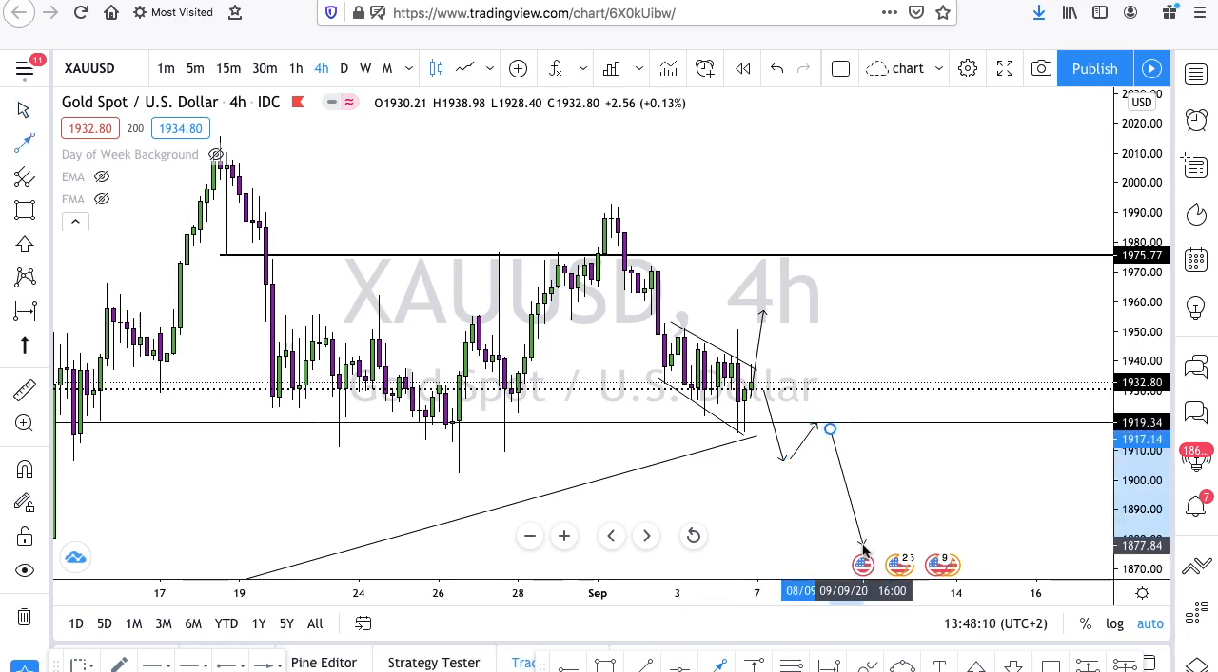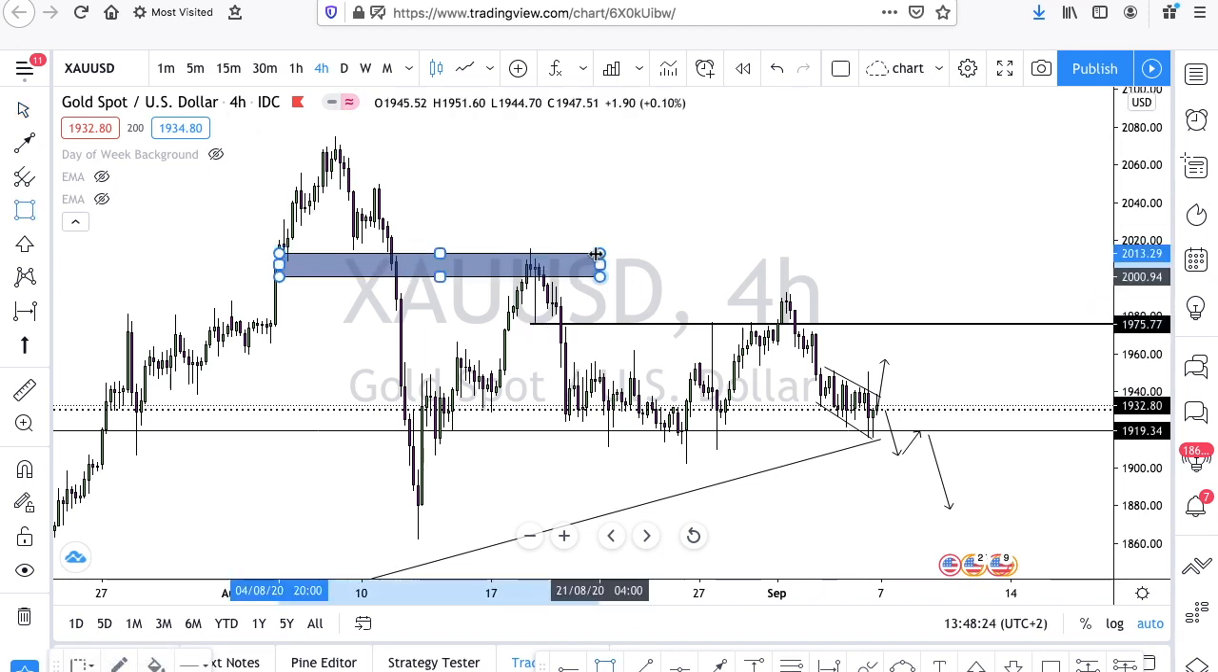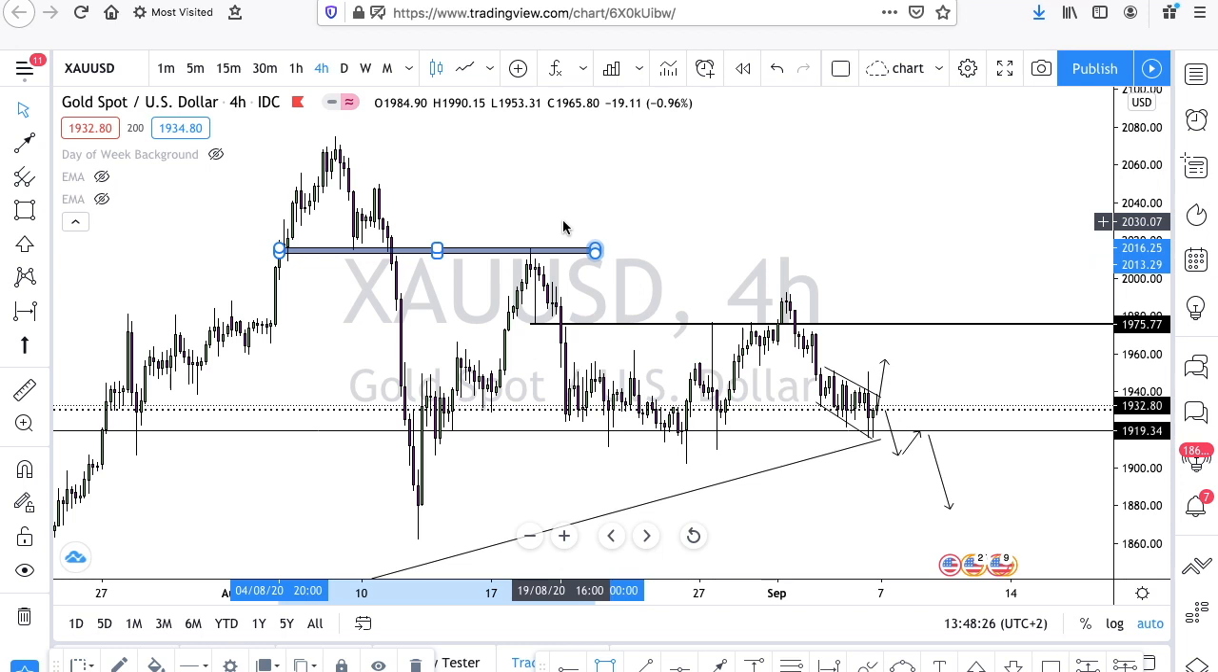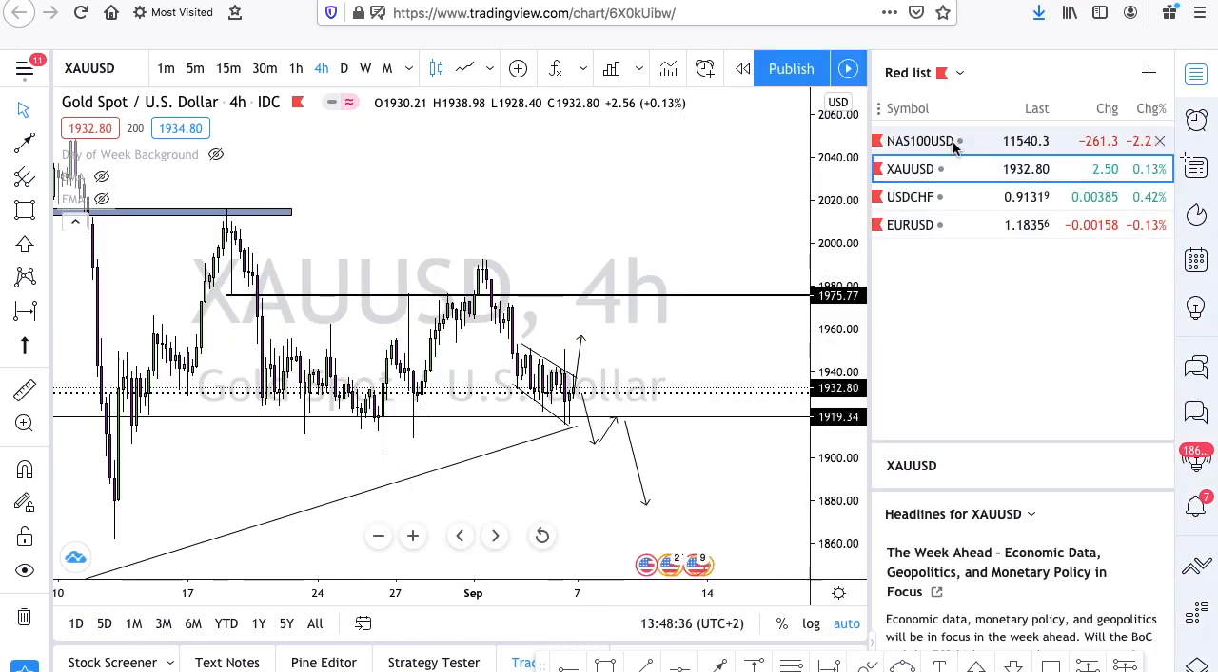Trading is all about probabilities. Price will either go up or down, not sideways. So we just have to be patient. We wait for the market to show us the way, then we follow. We go with what we're seeing. So that's what I'm seeing on gold. There are not many clean levels there, but we can say there was a zone there, and there's a key level there.